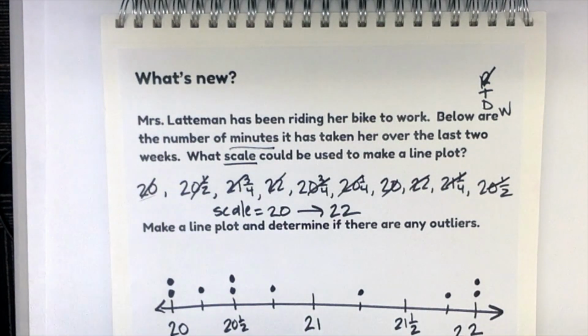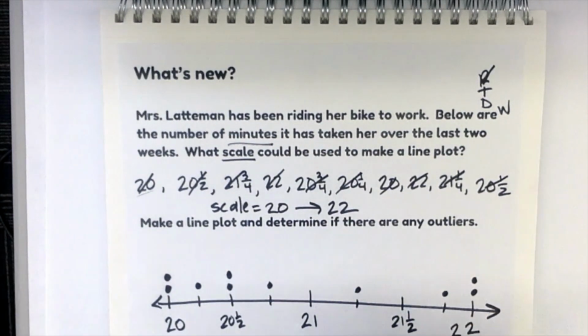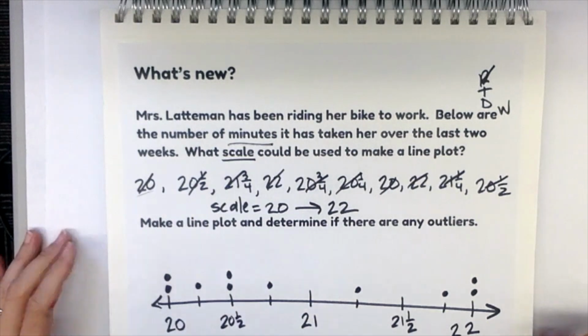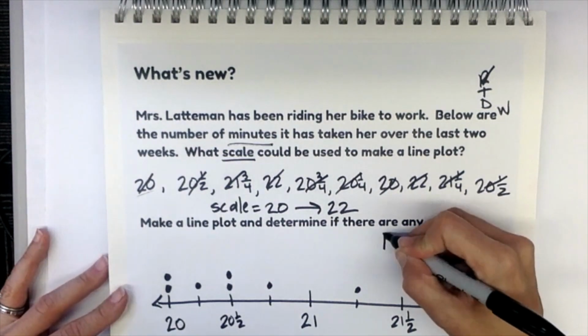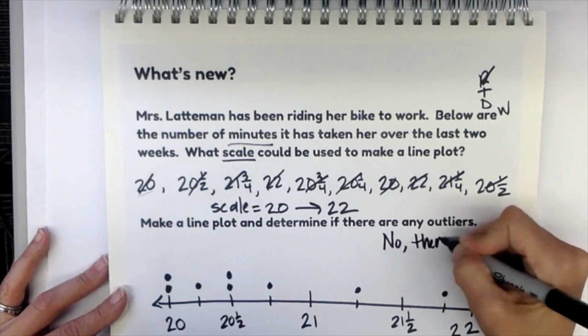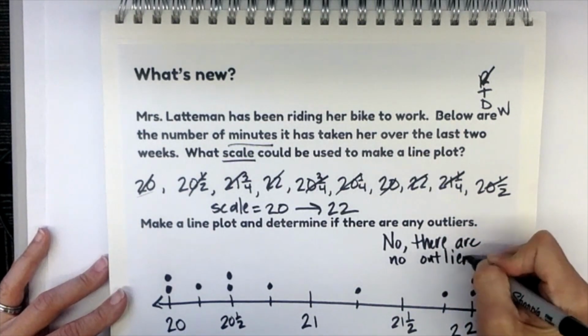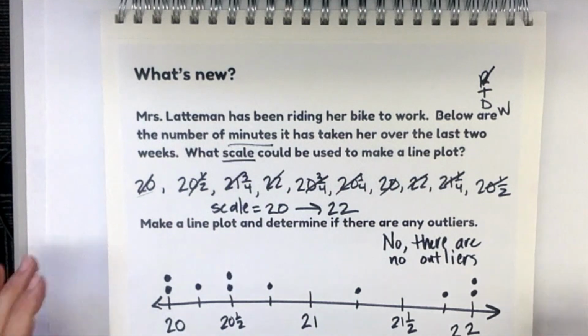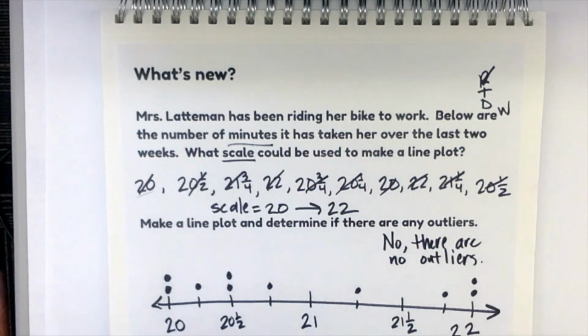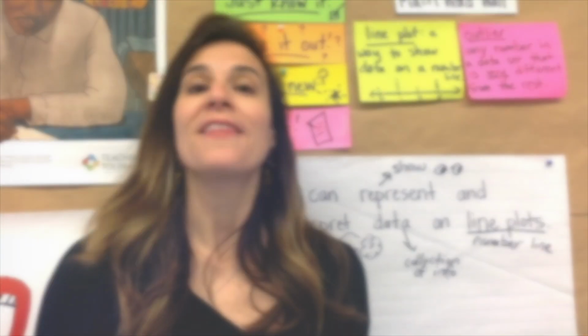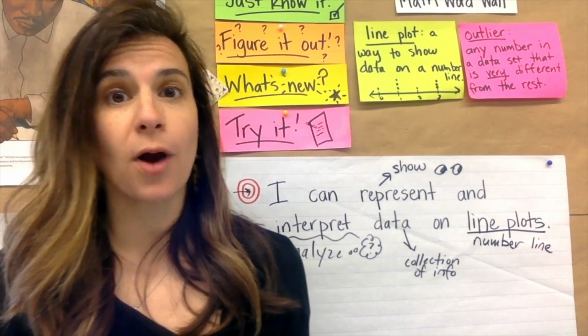Okay. It doesn't really seem like there are any numbers that are wildly different. It seems like she's biking at a pretty good pace. So let's say, no, there are no outliers. Everything is generally about the same amount of time. Nice work. Thanks for working to figure out those what's new problems with me.